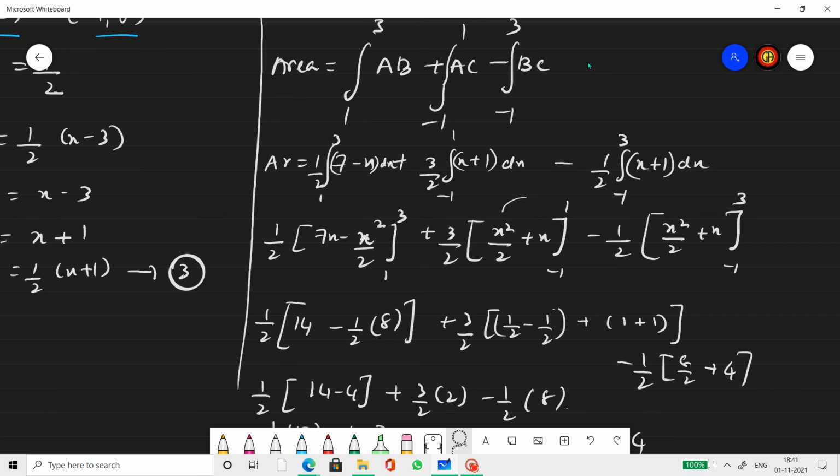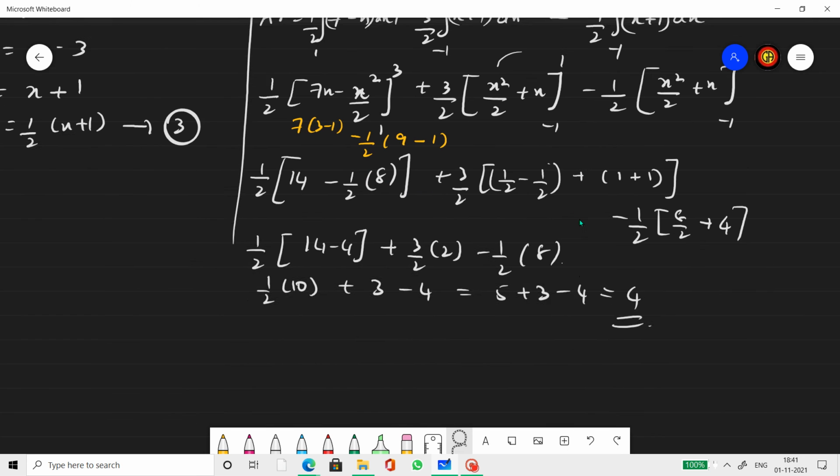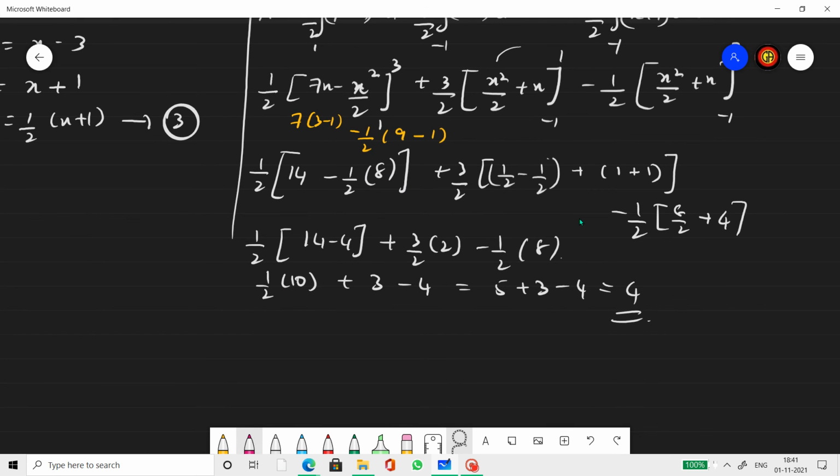Then apply the upper limit and lower limit for each term separately rather than applying for the whole thing. So what I did is 7 times 3 minus 1, minus half x square is 9 and 9 minus 1. So for every term I applied the upper and lower limit. This way I am getting this. Now simplify that further. We'll get the area as 4 square units.